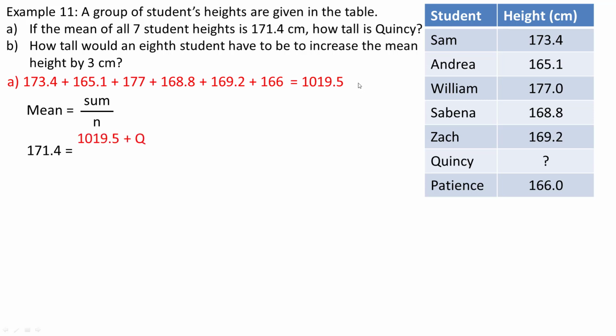Now, the sum would be this plus, I'm going to call Q Quincy. Quincy is Q. Divided by, and there's 1, 2, 3, 4, 5, 6, 7 people here, so we put a 7 here. Now we're trying to isolate for Q, so we're going to use a little bit of algebra here.